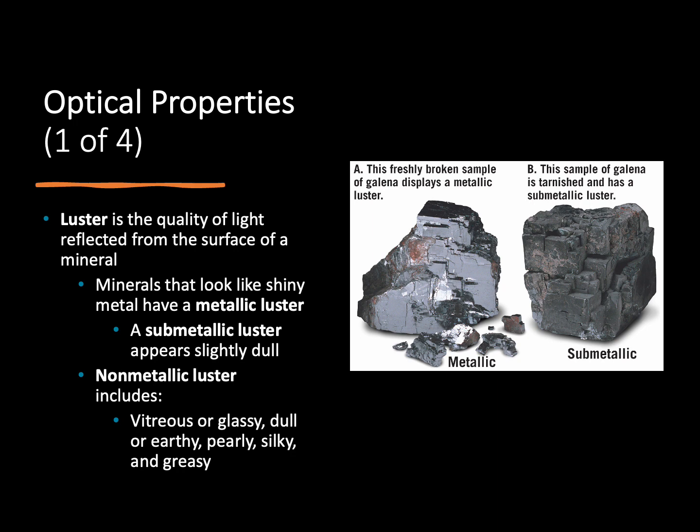But our second major type of luster is non-metallic. This is where it does not look metallic at all. Instead, it might look like a piece of glass, it might look like a pearl, it might look like sediment. But it's not shiny. It doesn't reflect light very well. So we call it a non-metallic luster.